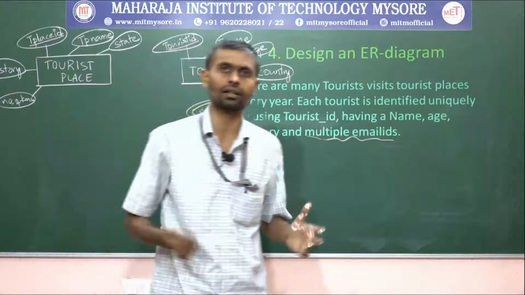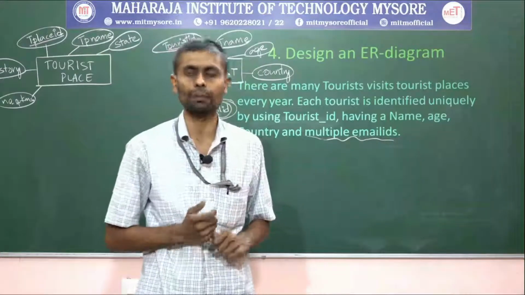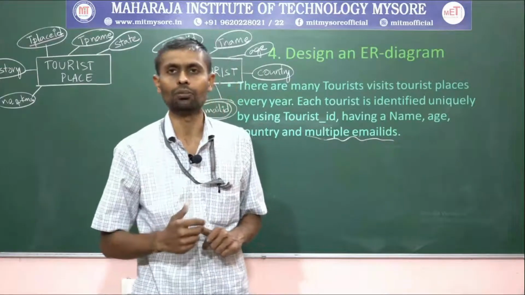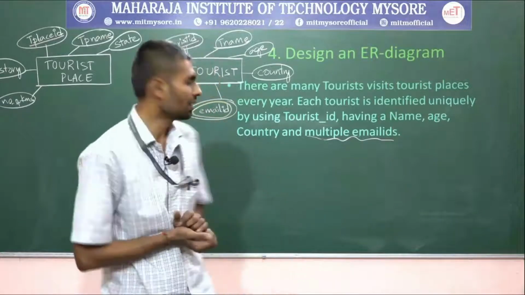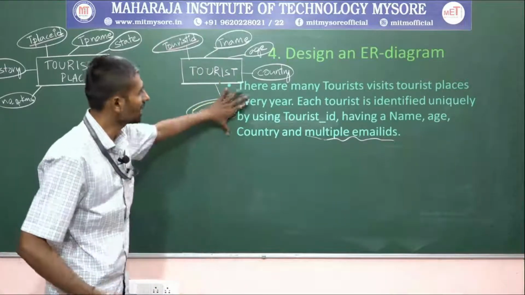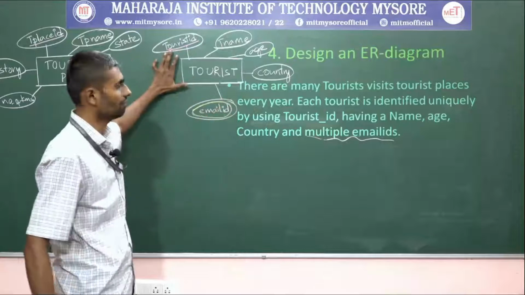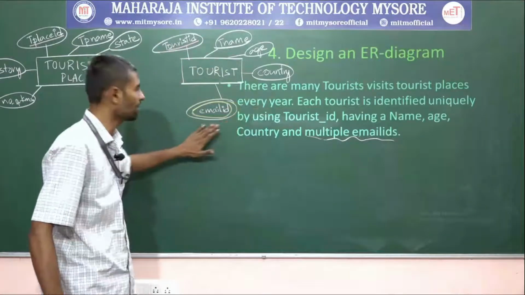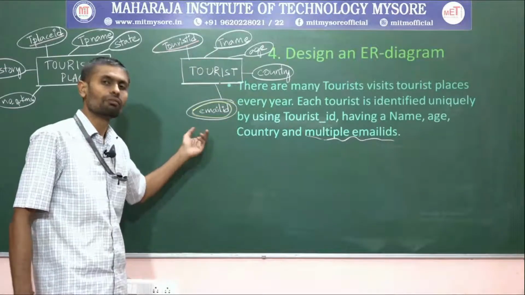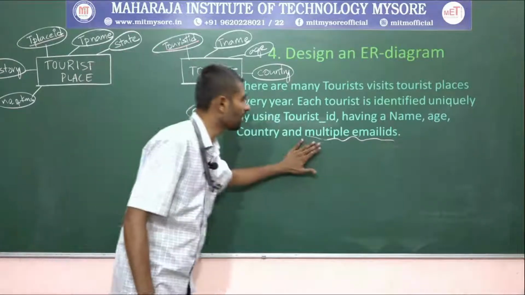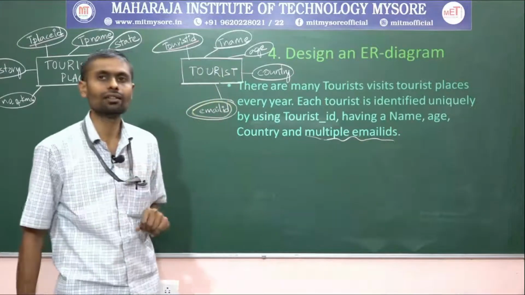This is the standard notation used especially to represent a multi-valued attribute in an ER model, so we have shown that here. Is there anything left out? Yes, tourist ID, we made it a key attribute, and the rest of the other attributes along with the multi-valued attribute we have recorded. Is there anything left out here? Yes, one thing is missed.